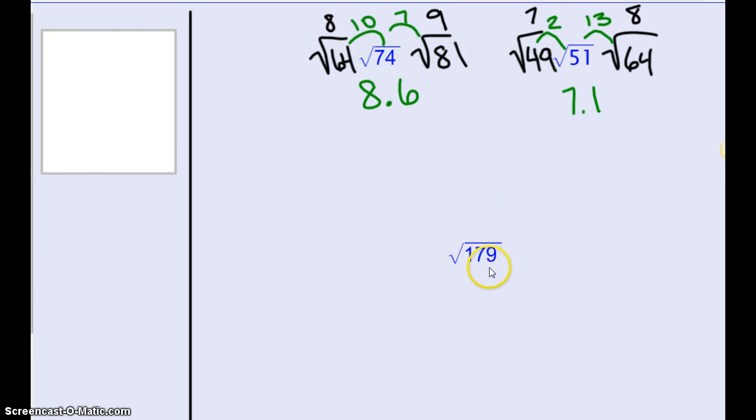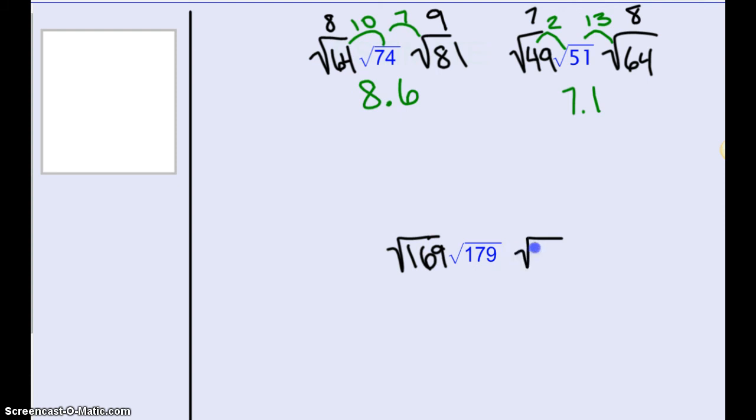How about 179? That's a little bit tougher, so I'm going to have to go through my brain. I know that 144 is 12 squared, so 13, that's 169. Do you see how it's nice if you've memorized? If you want to make a chart and refer back to the chart, you can do that. But the quicker you memorize them, the better off you'll be.